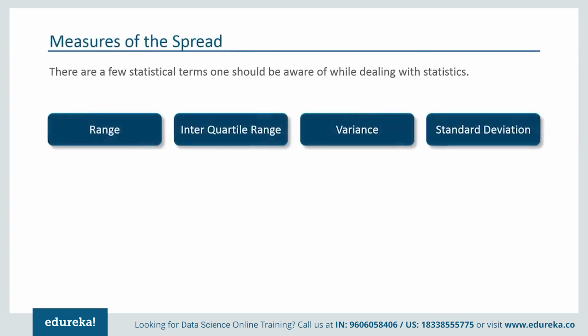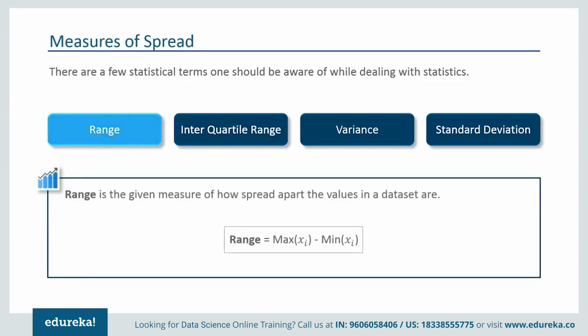Now, like the measures of the center, we also have measures of the spread. This comprises the range, interquartile range, variance, and standard deviation. So range is basically the value between the maximum and the minimum. You can see the formula is as given.